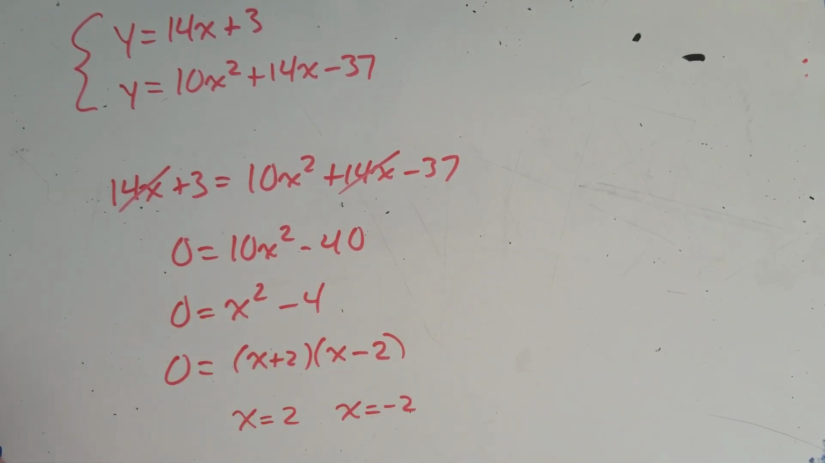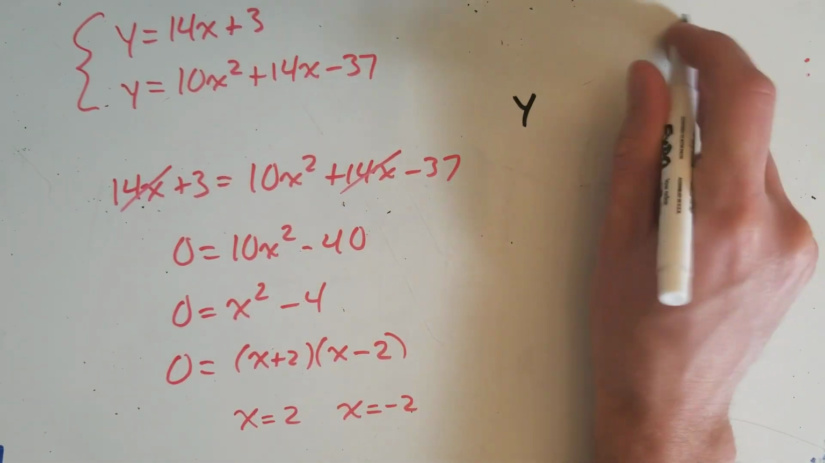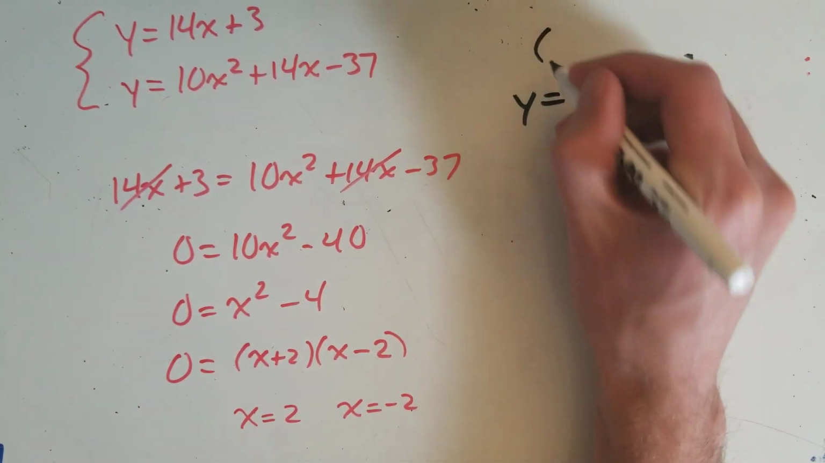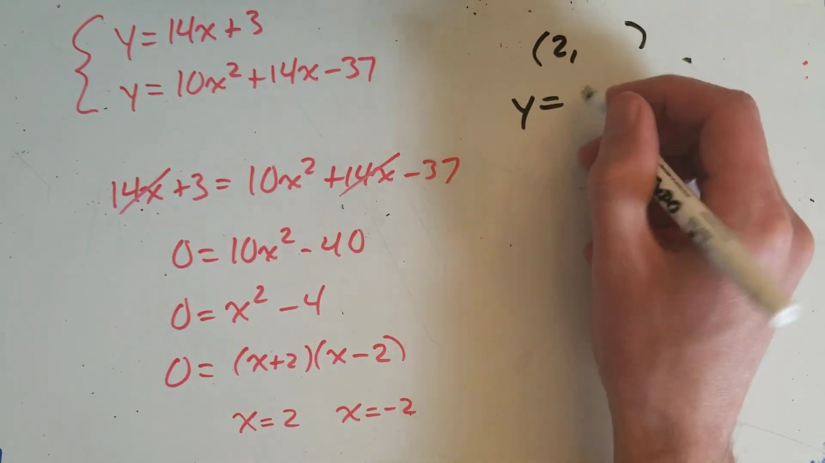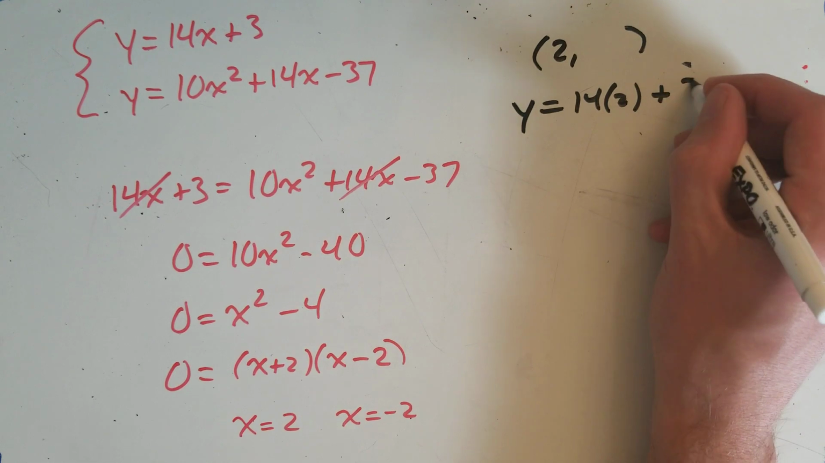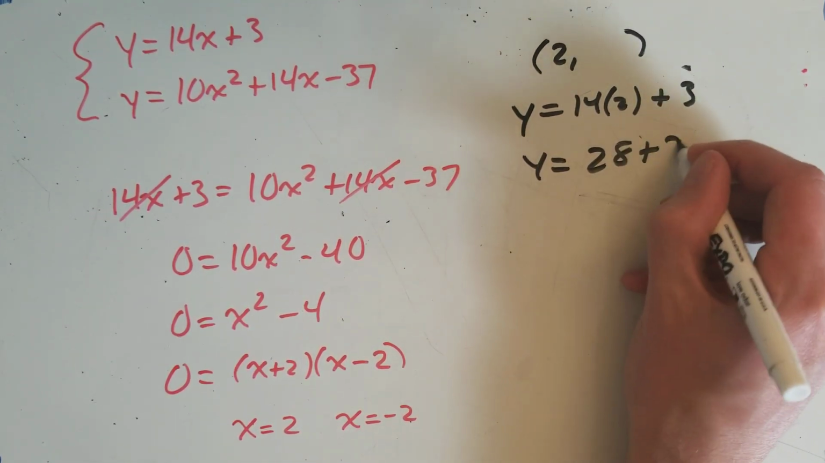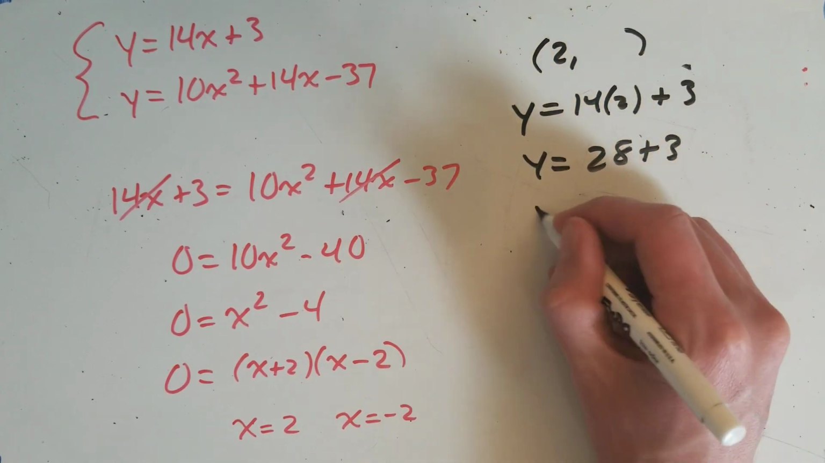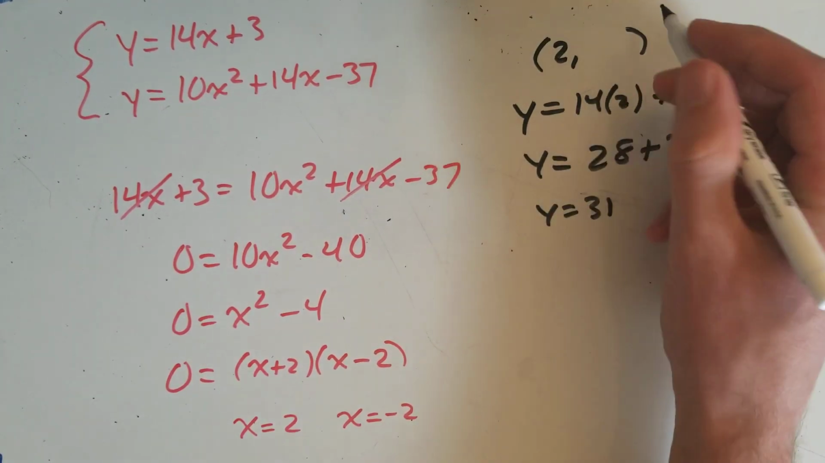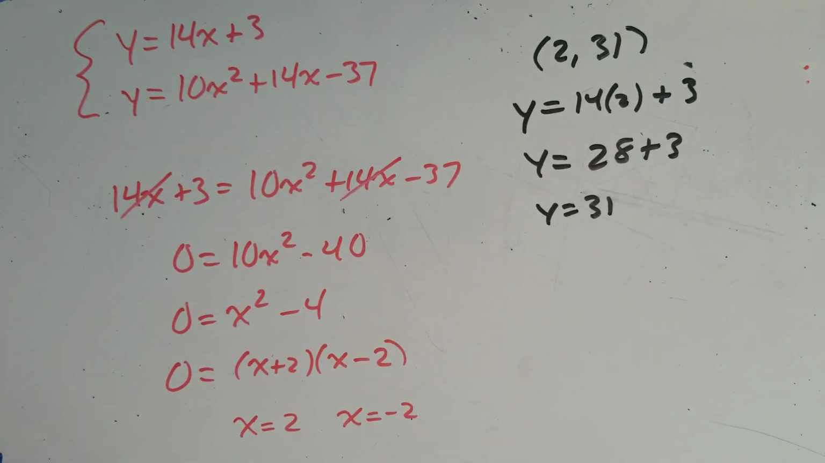Now to find the solutions to the system, I'm going to go back to that linear equation and we'll say y equals, well, if we're using the 2 first, y equals 14 times 2 plus 3. So y equals 28 plus 3. So one possible solution is when x is 2, y can be 31. That'll be one point of intersection between these two.